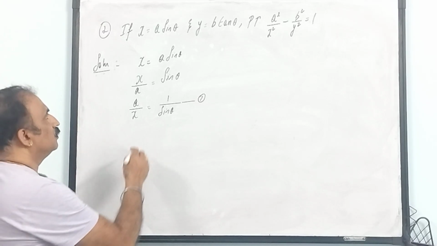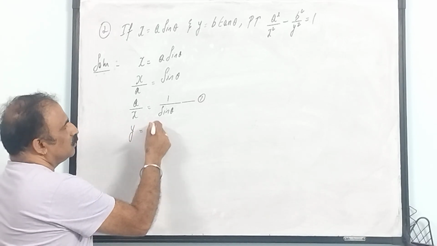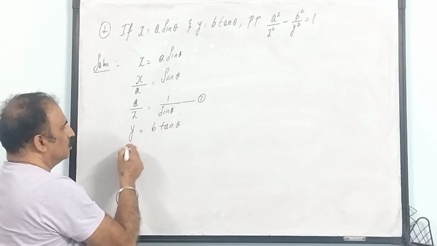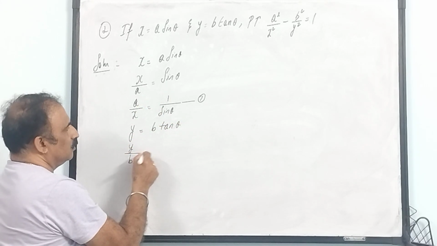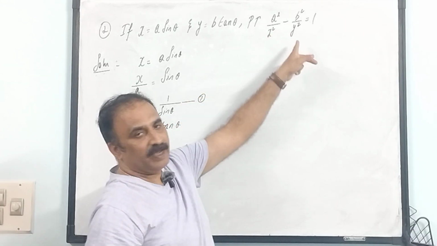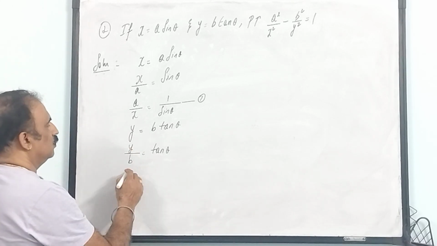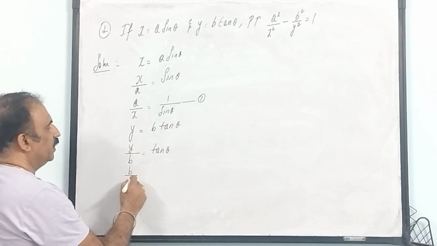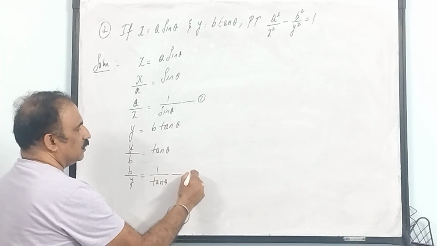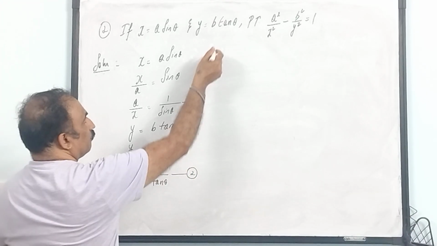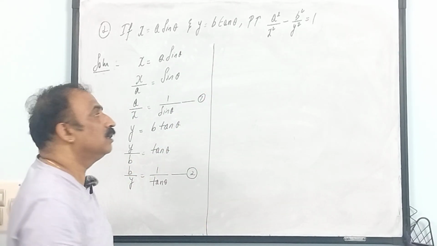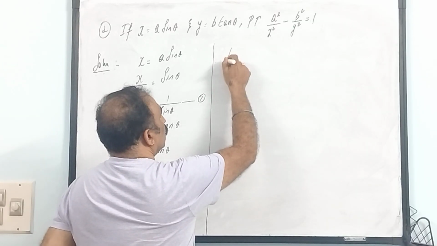Now we take up the second condition. Second condition, it says y is equal to b tan theta. So in similar ways what you did here, cross multiply: y by b is equal to tan theta. For my problem I require it as b by y. So I'll reciprocal this. So when I reciprocal, this is going to be b by y is equal to 1 by tan theta. So we'll call this as equation 2. Now I've taken up the condition, I've brought it to the requirement of the LHS part. I'll take up LHS now.